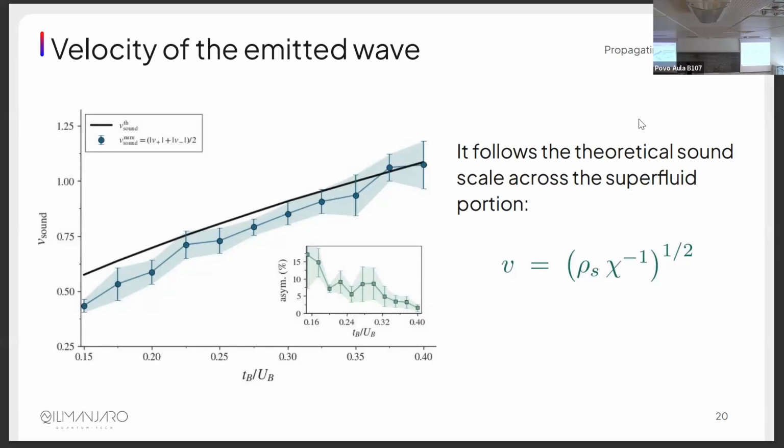Also, in this subplot, we can see the asymmetry between the speed of the left part of the cone and the right part of the cone. So we see that at the same time that the match improves, the asymmetry decreases, because we should see a perfectly symmetric wave propagation between the left and right parts.